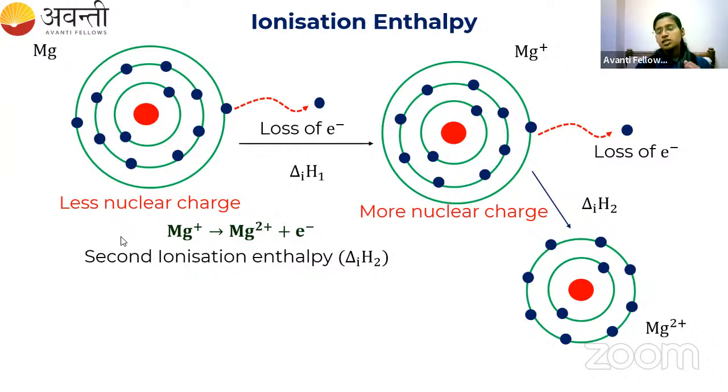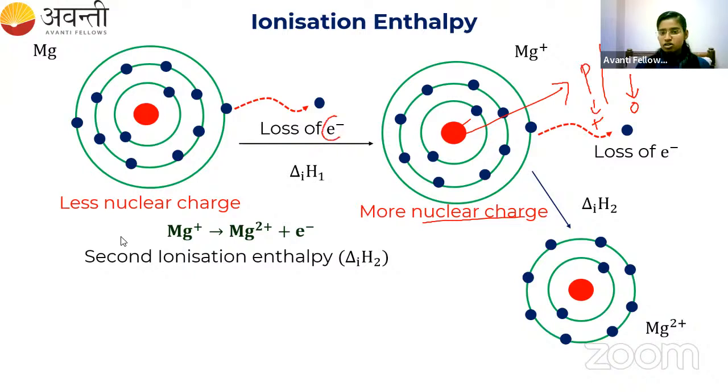What is meant by nuclear charge? The charge which is present inside the nucleus. So what are the charges present inside the nucleus? This is the nucleus. Inside the nucleus, we have protons and neutrons. Protons are positively charged species and neutrons are neutral, so 0. Inside the nucleus, I have the positive charge. That proton charge, which is positive, is called nuclear charge.